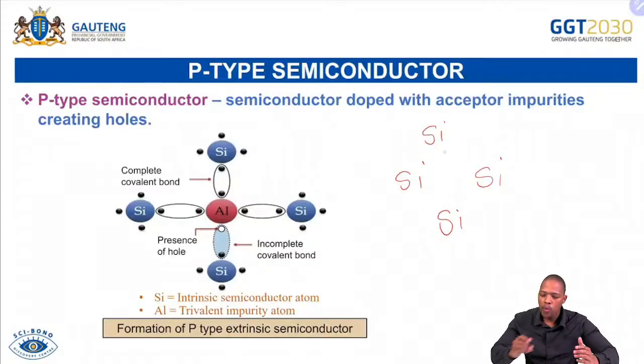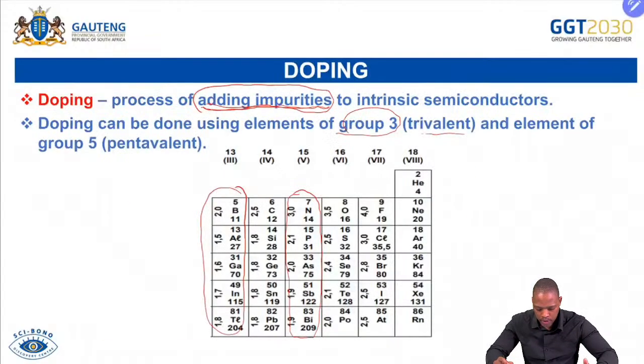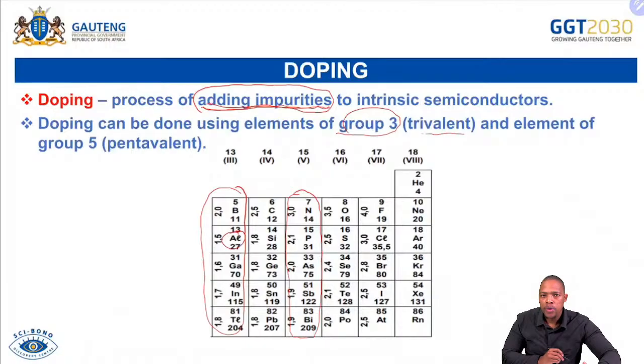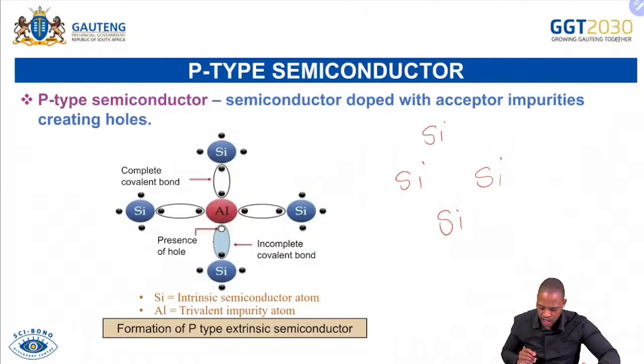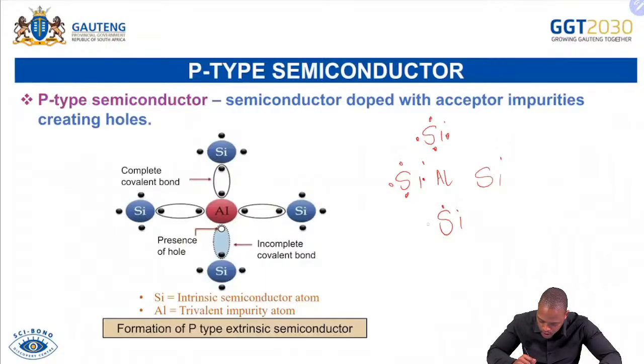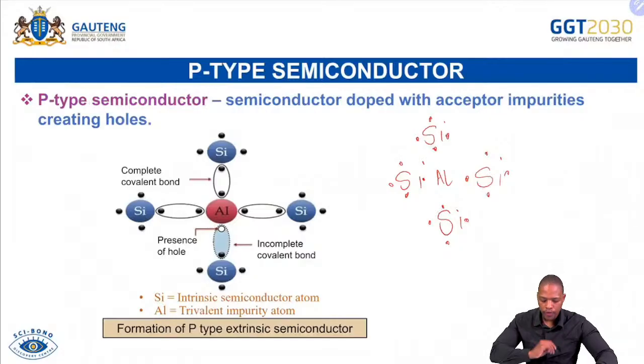What can we do? We can take an element from group 3, such as aluminium, and say, let's add an impurity here, such as aluminium. Now you remember that each silicon has a valency of 4, meaning that it comes with 4 electrons in its outermost shell, or the bonding electrons. They are 4. However, aluminium is going to bring in only 3 electrons.